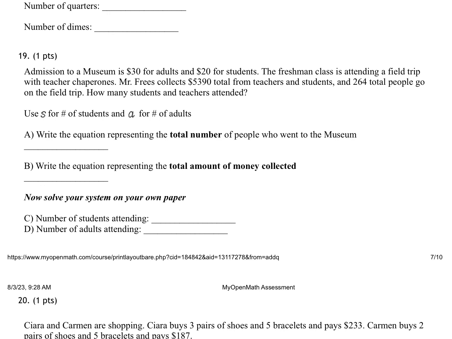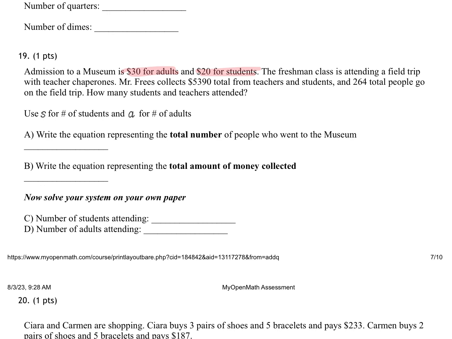Okay, so let's just do number 19. So for this one, it's asking us to write the equation representing the total number of people who went to the museum, and then write the equation representing the total amount of money collected. Okay, so let's read the problem. Admission to a museum is $30 for adults and $20 for students. The freshman class is attending a field trip with teacher chaperones. Mr. Freeze collects $5,390 total from teachers and students, and 264 people total go on the field trip.